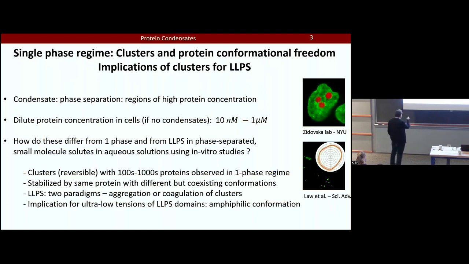And we're also going to have two paradigms for LLPS: whether these protein clusters aggregate as clusters and remain in clusters in the very large LLPS domains when phase separation occurs, or whether these proteins just coagulate in the way that people would normally think happens. And we'll see the implications for low surface tensions. So let's go ahead.